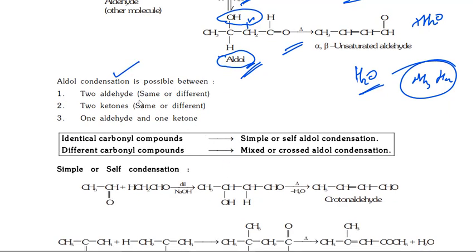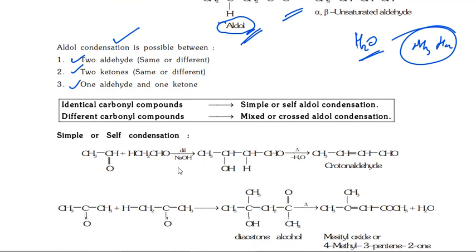Aldol condensation is possible between 2 aldehydes, 2 ketones, or 1 aldehyde and 1 ketone also. When different carbonyl compounds are involved, it is known as mixed or crossed aldol condensation. It is very important; many times they ask it in NEET, JEE Mains, and board exams.